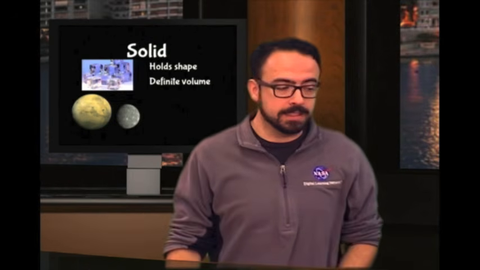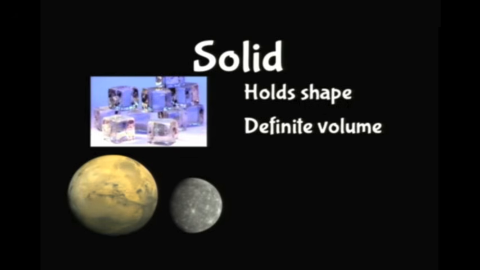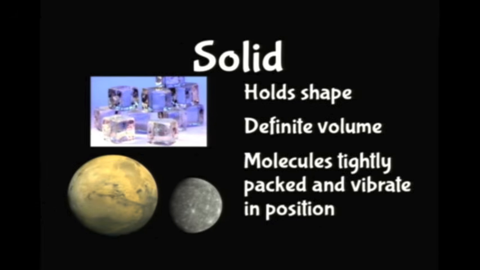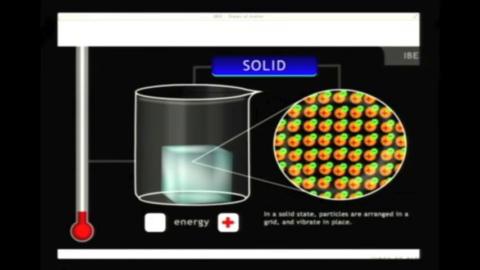Now, the reason that solids have these properties has to do with the molecules, the very small particles that make up these objects. Those molecules, they're tightly packed together and they vibrate in position. So what does that mean? Well, let's take a close look at ice. If we were to look at this piece of ice here, we can see that it has a solid state of matter. We can see it's holding its volume and its shape.